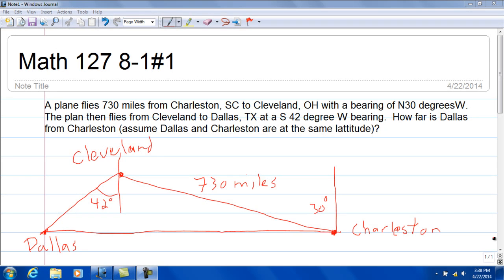This is number 1 from 8-1 for Math 127. It says a plane flies 730 miles from Charleston, South Carolina to Cleveland, Ohio with a bearing of north 30 degrees west. The plane then flies from Cleveland to Dallas, Texas at south 42 degrees west bearing. How far is Dallas from Charleston? Assume Dallas and Charleston are at the same latitude.